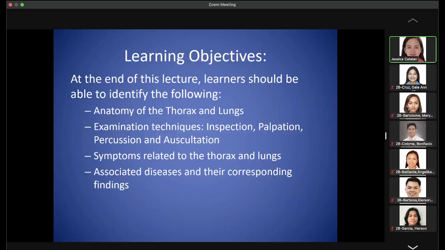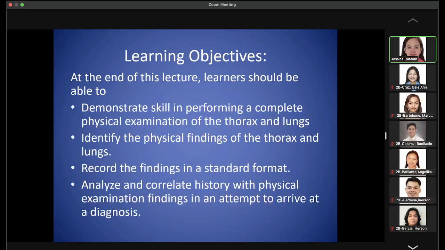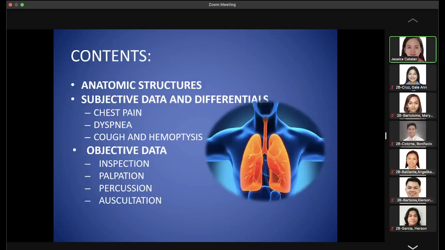So at the end of this lecture, the learner should be able to identify. So basically, just review the anatomy of the thorax and the lungs. Identify the examination techniques, the symptoms related, as well as the different respiratory diseases. Just the most common ones, of course, will be discussed at your level. All right. So anatomic structures, subjective data. When you say subjective data, these are the complaints of the patient. Whereas objective data means what the physician can confirm or do. Okay?